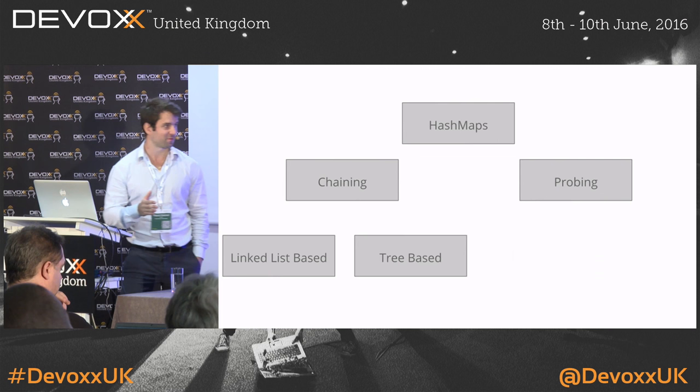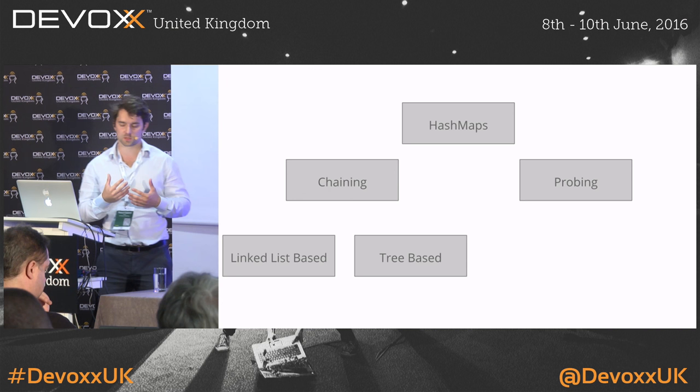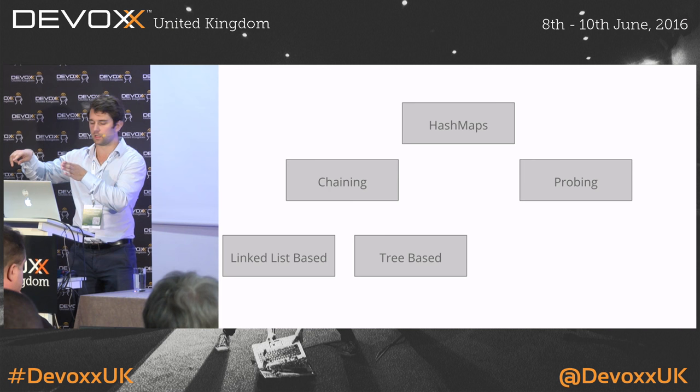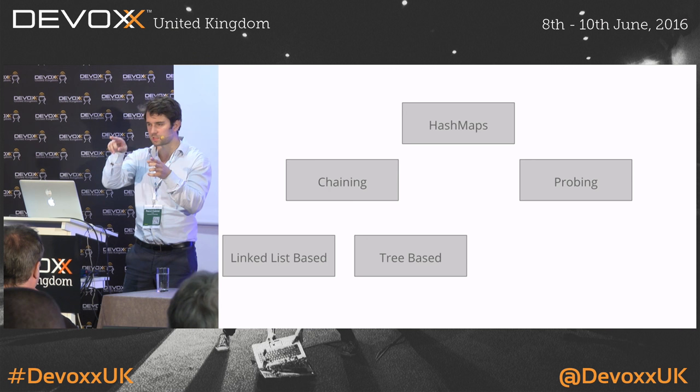Yeah. So in terms of chaining, that's what we're going to focus on. There are two potential strategies that could be used here to look up the colliding keys. One is a linked list based approach, so we just iterate through that linked list until we find the right key. The other one is to use a tree based approach, which lets us navigate those elements provided they're comparable, and then we can get a win.